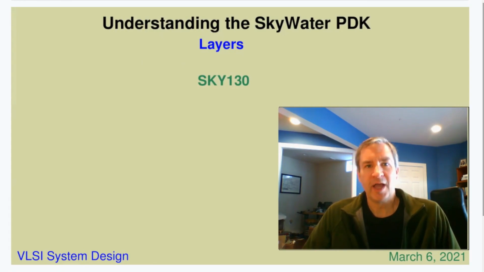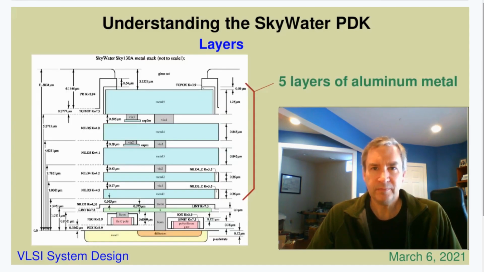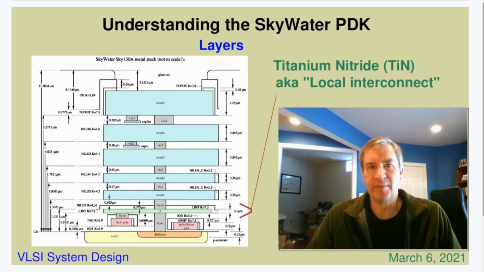The SkyWater Sky130 process is described as a hybrid 130 nanometer, 180 nanometer standard CMOS fabrication process. Mostly FET transistors have a minimum length of 150 nanometers, though specifically designed memory layouts use 130 nanometer long devices. There are 5 layers of aluminum metal plus a layer of titanium nitride, which is used like a metal layer but is relatively high resistance and so not good for long routes.